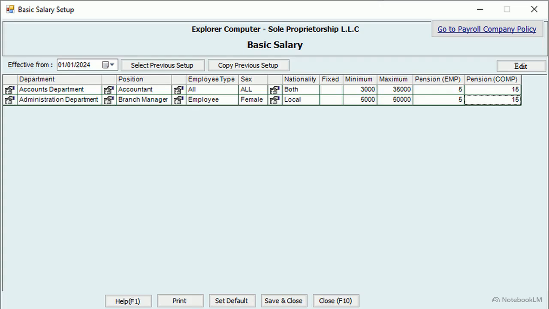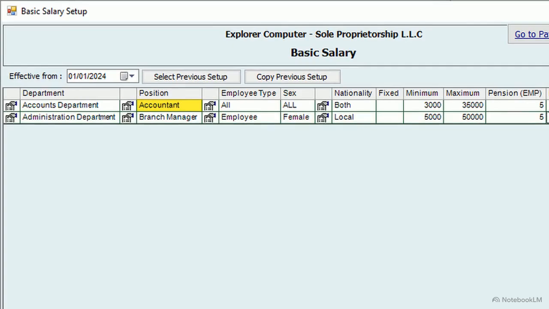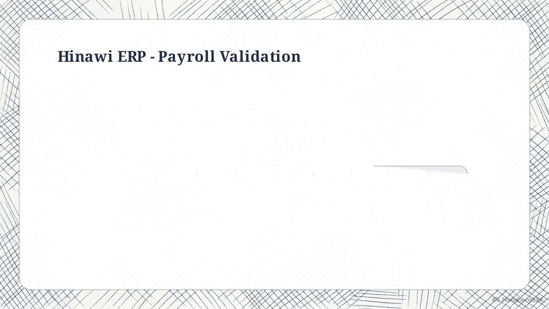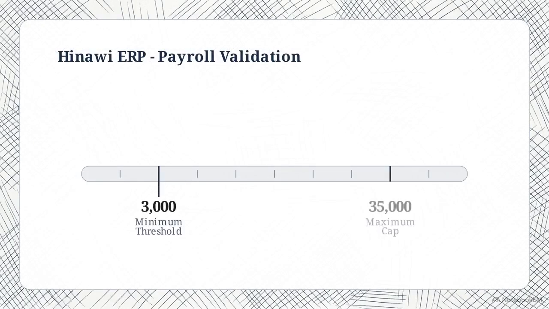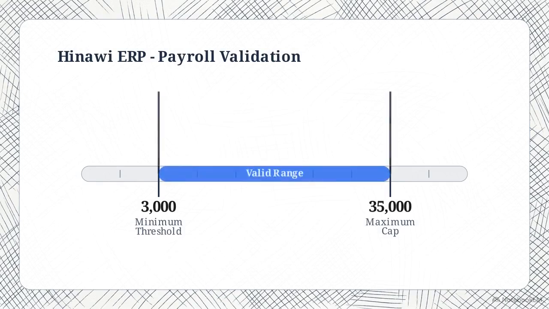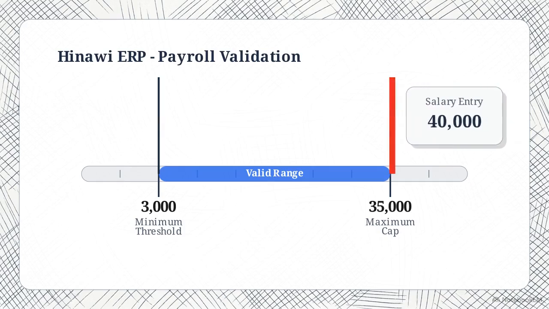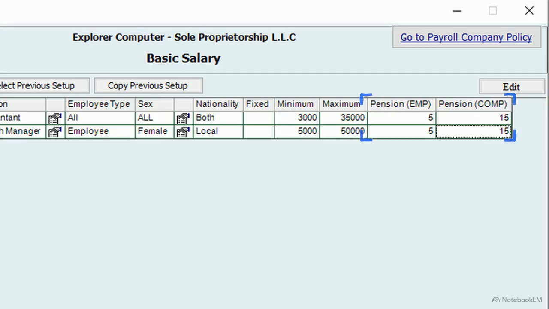In the main data grid, you define the numerical boundaries for every position within your departments. By selecting the Edit function, we can focus on a specific role. Here we have the accountant position within the Accounts department. We have set a minimum threshold of $3,000 and a maximum cap of $35,000 for this role. These boundaries act as a hard filter during future payroll entries. If a user attempts to input a salary outside this range, the system will block the entry to maintain fiscal discipline.